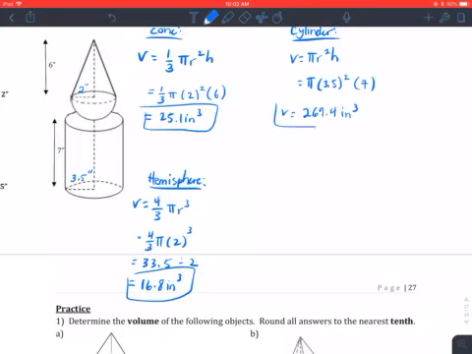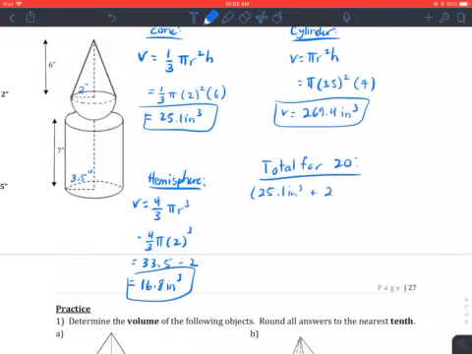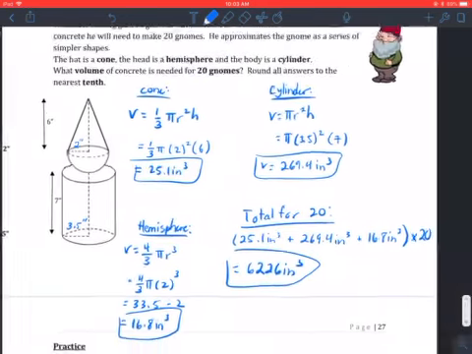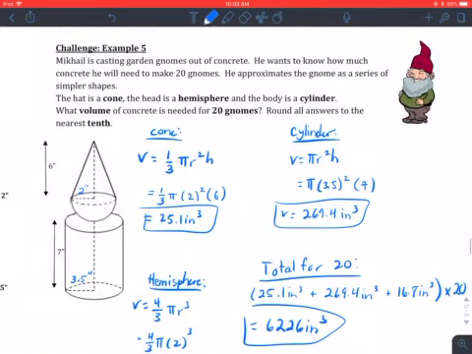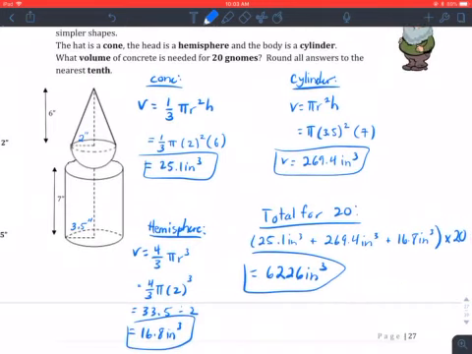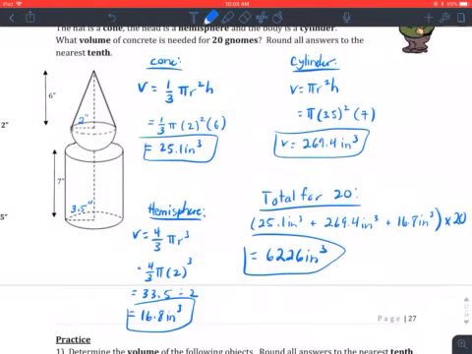So we have the volume of all 3 parts separately. And so let's figure out the total for 20 gnomes. So we're going to have to take the volume of all 3, add them together, and then multiply by 20. So 25.1 inches cubed plus 269.4 inches cubed plus 16.8 inches cubed. Add them, and then multiply by 20. And if you do that in total, we are going to need 6,226 inches cubed of concrete. I believe it's concrete we're working with. Yes, concrete to make 20 gnomes. And that brings us right to the end.